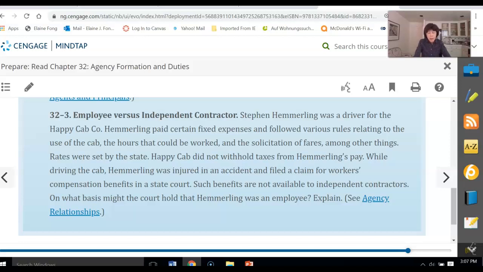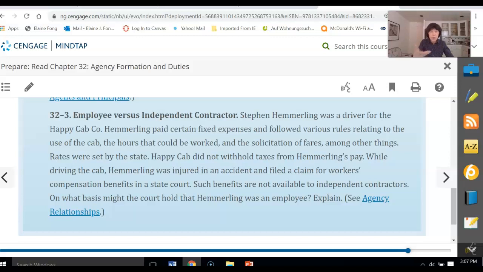I think if you look at the working situation as a whole, however, there is a basis to say that Hemmerling is an employee. He has very little control, like we were talking about earlier. He doesn't own that cab. And so consequently, if he is found to be an employee, Happy Cab is going to be forced to take responsibility for his injuries.